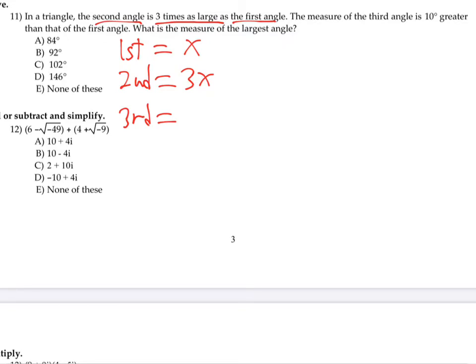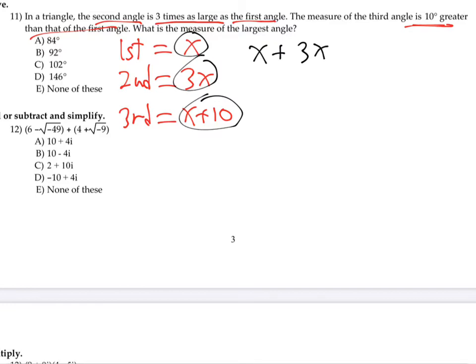So what's the third angle? 10 greater than the first? x plus 10. And then these 3, x plus 3x plus x plus 10 must make 180. Right? The 3 angles in a triangle always add up to be 180. We good there?